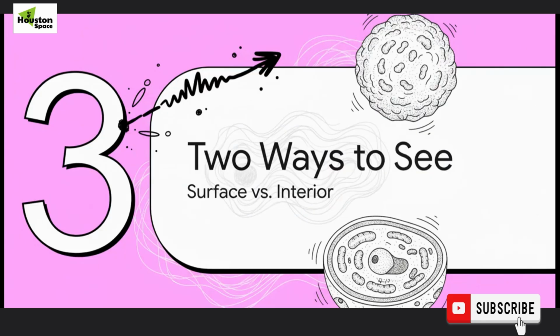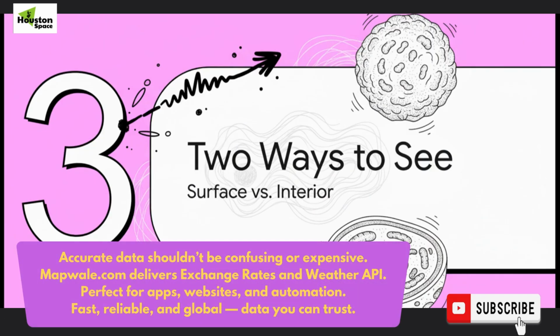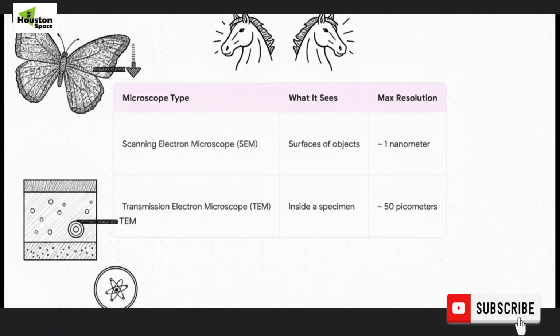Okay, so now that we've got our new light source, the super powerful beam of electrons, it turns out there are a couple of main ways to use it, and it all depends on what you're trying to see. The two big players are the SEM and the TEM. Think of the scanning electron microscope, the SEM, as a surface mapper. It scans the outside of an object to give you those incredible 3D-looking textures like we saw in the butterfly wing.